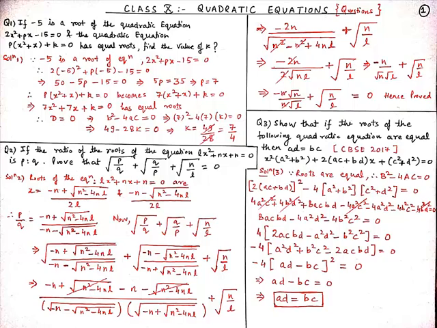So from here we get 8 acbd minus 4a square d square minus 4 b square c square equal to 0. So from here when we take minus 4 as common, in the bracket we get a square d square plus b square c square minus 2ac bd, which is equal to 0. So using the identity we can write it as minus 4 ad minus bc whole square. So from here we get ad minus bc equal to 0. So from here we get ad is equal to bc, and hence we have proved our result.